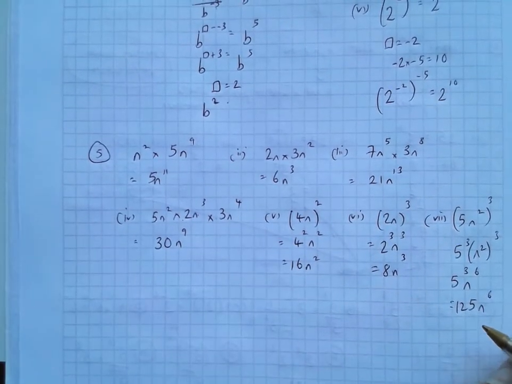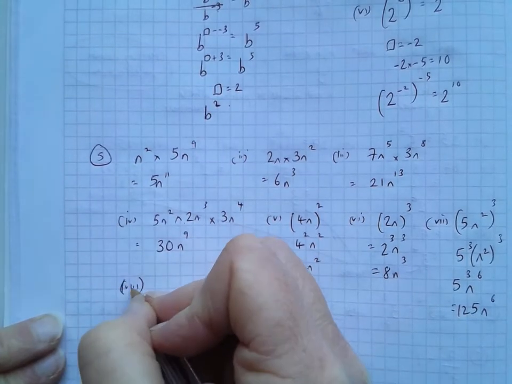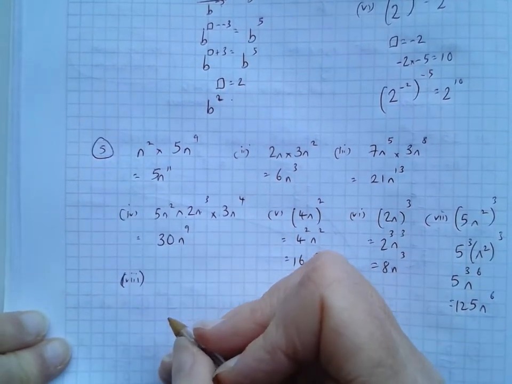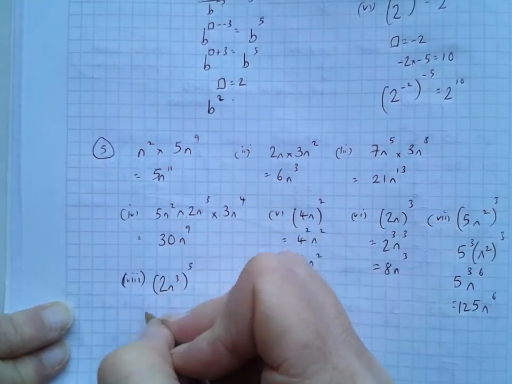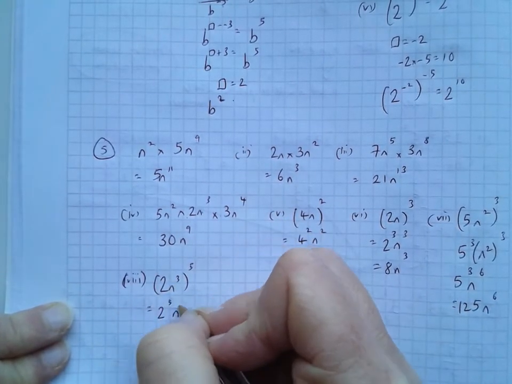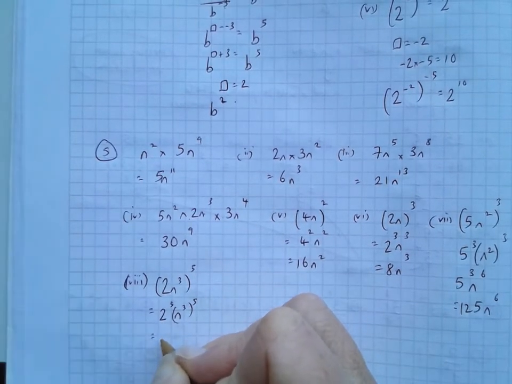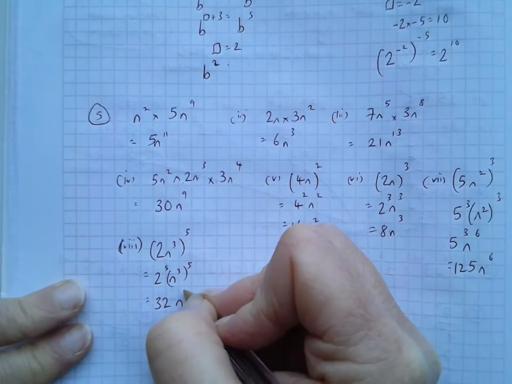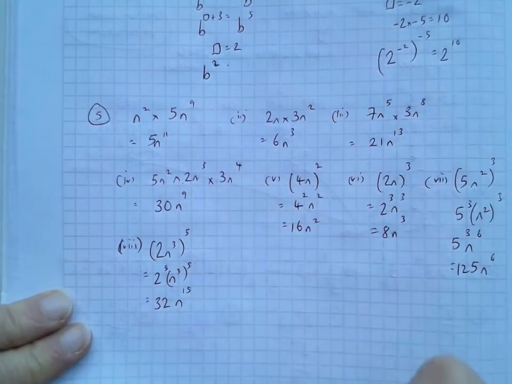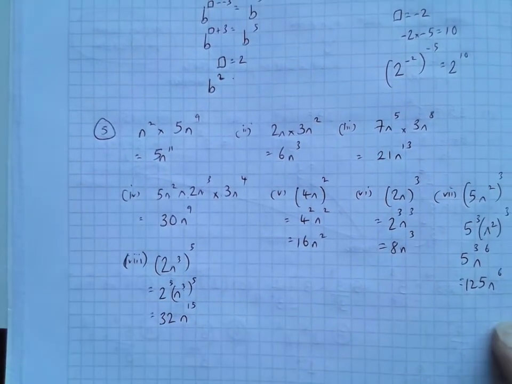And part 8, 2n cubed to the power of 5 will be 2 to the power of 5, n cubed to the power of 5. So 2 to the power of 5 is 32. n cubed to the power of 5 is n to the power of 15, because you multiply the powers. And that's question 5 done. Okay. Question 6.